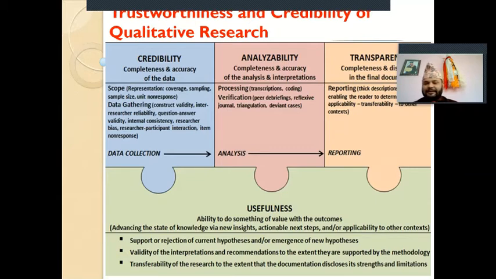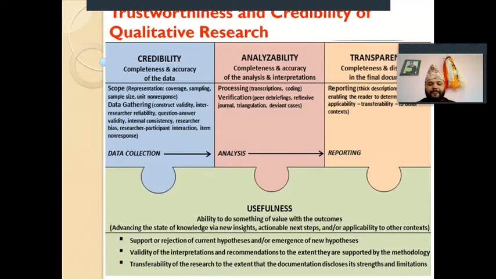Information was properly analyzed, the data were accurate. Discussion in the final document ensures the transparency, right? Usefulness, ability to do something of value with the outcomes. Support or rejection of current hypothesis or emergence of new hypotheses. Right? These are the usefulness of qualitative research. Validity of the interpretations and recommendations to the extent they are supported by the methodology.